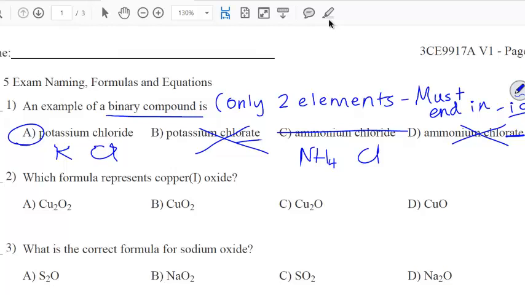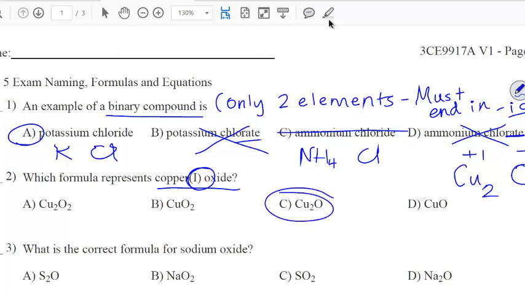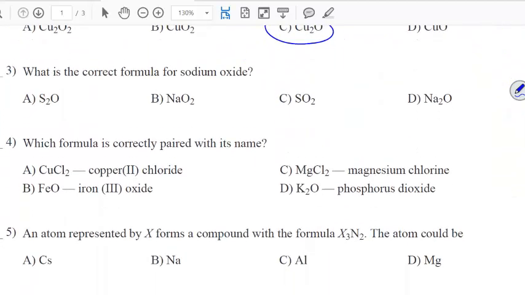Which formula represents copper 1 oxide? Again, this name does not have prefixes, so there are 3 steps. Symbols, charges, crisscross. So copper, oxide. Remember, this is the charge we have to use on copper. We go and look up oxygen's charge. Those don't equal 0, so we crisscross. So we need 2 coppers and 1 oxygen. Okay? What is the correct formula for sodium oxide? Again, there are no prefixes, so symbols, charges, crisscross if they don't equal 0. So we need 2 of those and 1 of those.